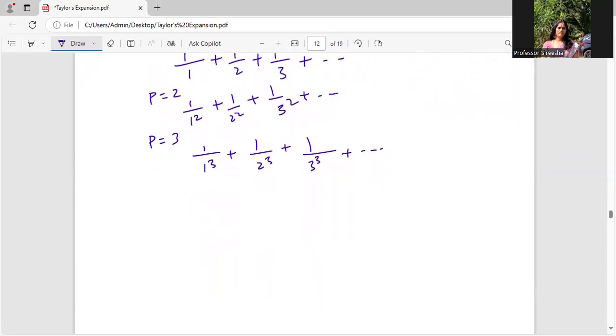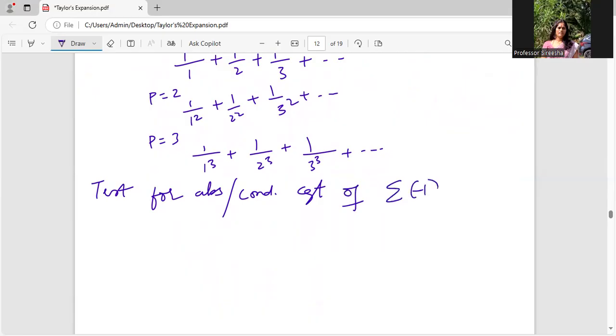Okay, guys? I'll take an example here. Test for absolute or conditional convergence of the series: summation of minus 1 power n plus 1 times under root n plus 1 minus under root n, with n starting from 1 to infinity. That's what is being given.